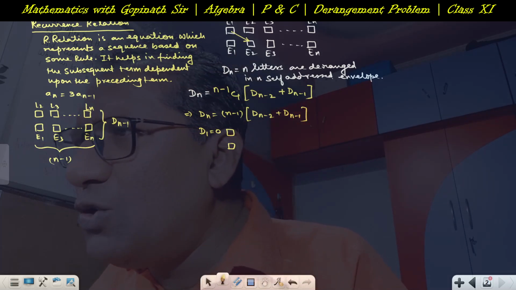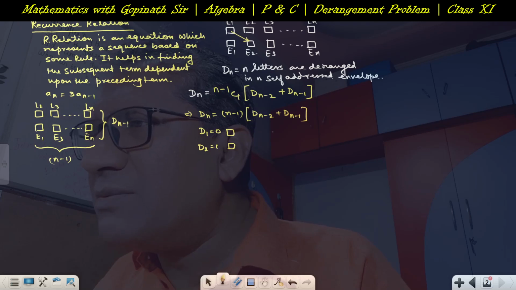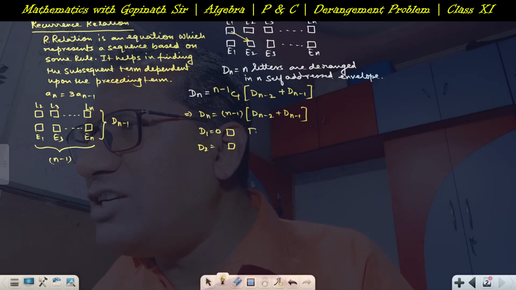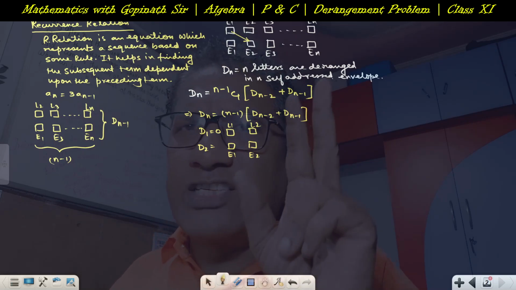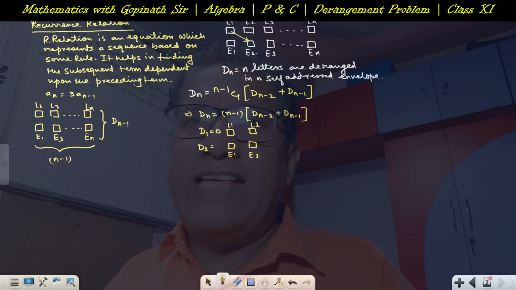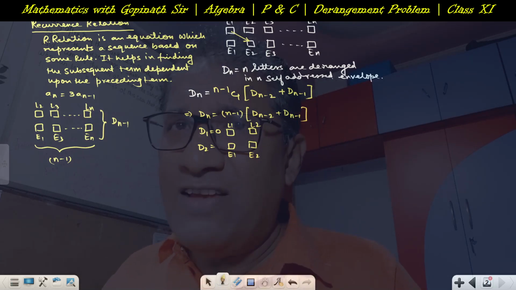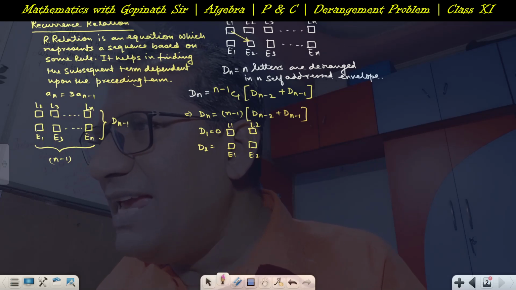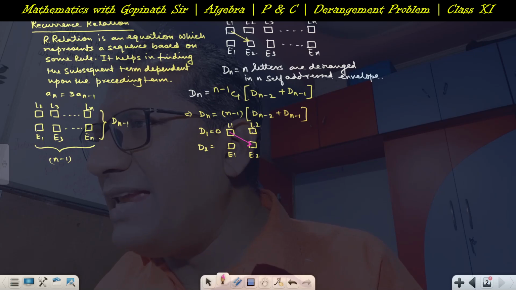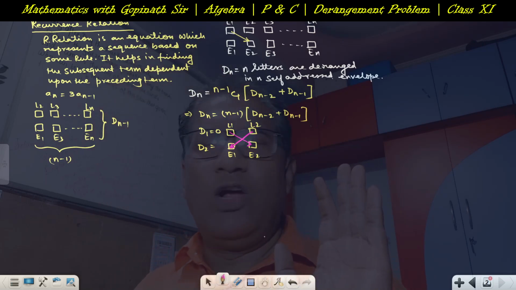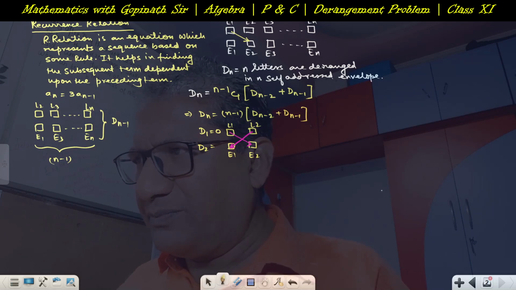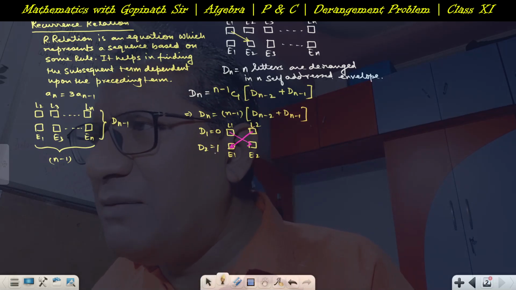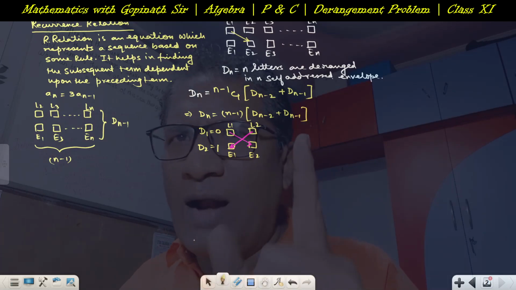And what about D2? D2 means we have two letters and two envelopes. Let us say L1 and L2 and E1 and E2. In how many different ways can these two letters be deranged in two self-addressed envelopes? There is only one way. Can you observe that? L1 can be placed in E2 and L2 can be placed in E1. That's it. No more options are left. So your D2 is nothing but 1. Is it clear? Only one possibility is there.